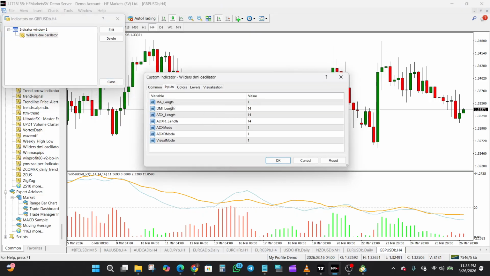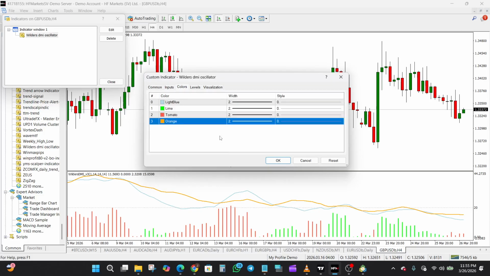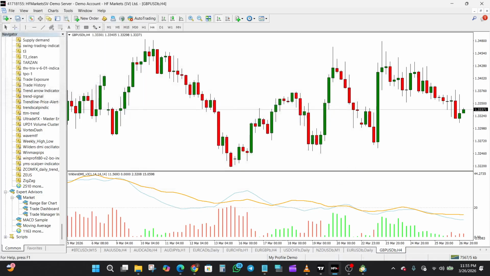So we can see that we have the MA length, the DMI length, ADX length, ADXR length, ADX mode, ADXR mode, and visual mode. You can modify these according to your taste, even the colors as well.